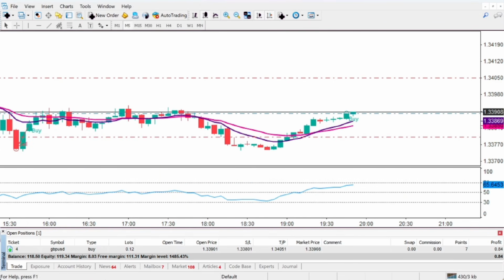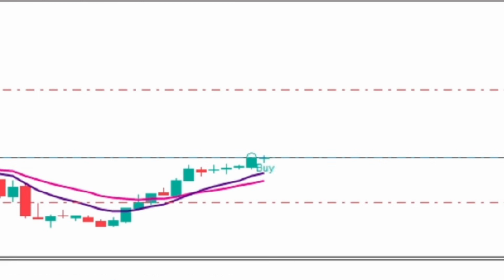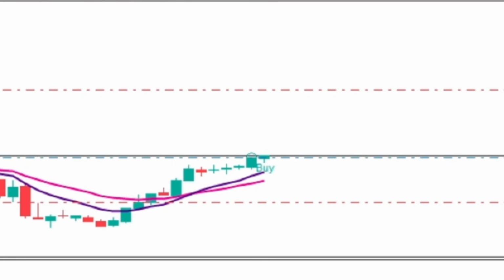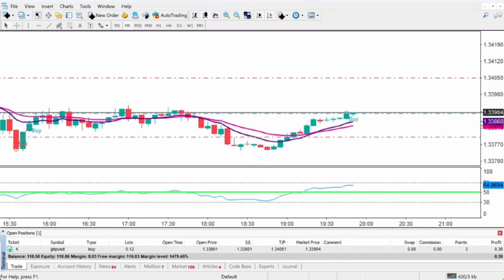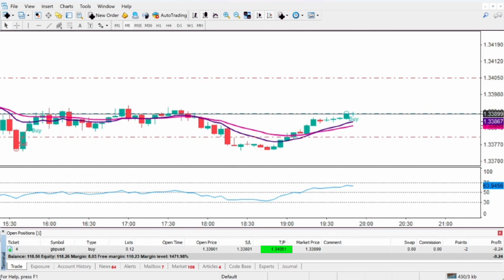Alright, next up. Trade number 4. We've got a buy setup this time. 10 EMA crosses back above the 20. RSI pushing above 50, so, technically, this should have been a clean bullish signal. Entry at 1.33901. Stop loss at 1.33801. Take profit at 1.34051. Lot size 0.12. Still keeping the experiment rolling with slightly increased size.